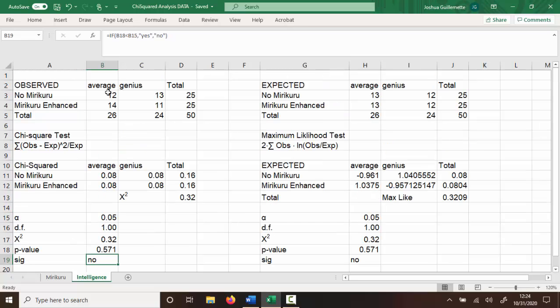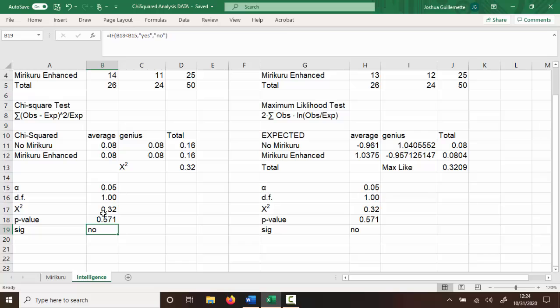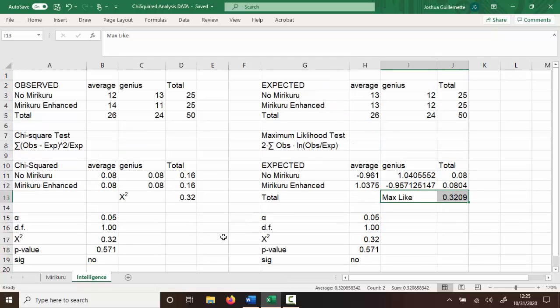In fact, we would see something like this in about 57% of samples of size 50. Okay, we would see this kind of a distribution. And again, you can see that the maximum likelihood is very, very close to the exact same answer. And therefore, we get the exact same p-value and result at least to 3 decimal places. So it doesn't look like it impacts overall genius level intellect.